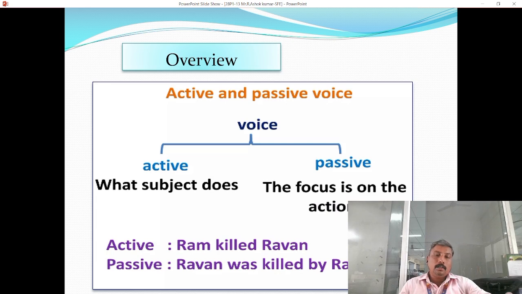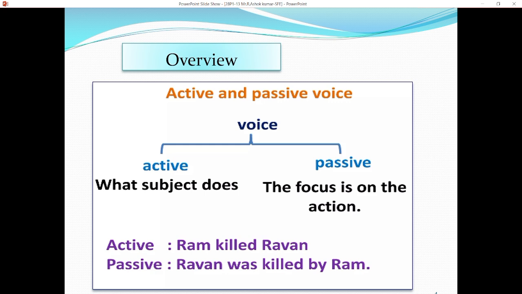In this chart, we can see sentences like Ram killed Ravan. So here in the first sentence, that means in active voice, we emphasize what the subject does. The subject is nothing but Ram, so we give importance only to the subject Ram. That is active voice. When it comes to the passive form, we give importance to the action. That means the subject becomes the receiver of an action.